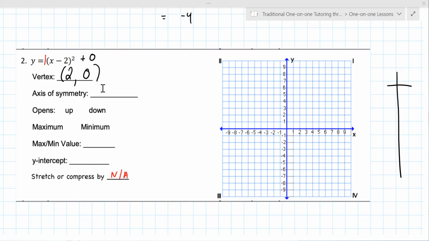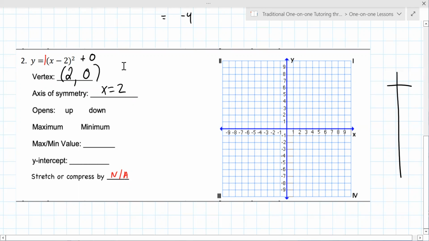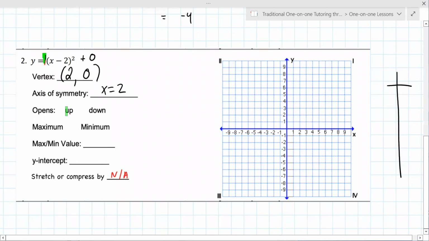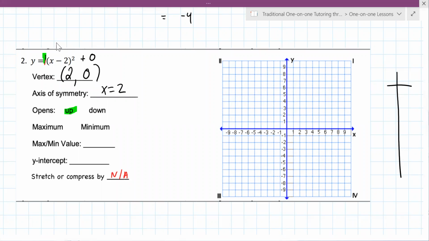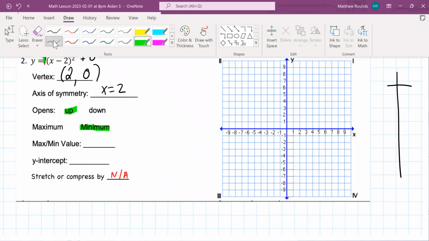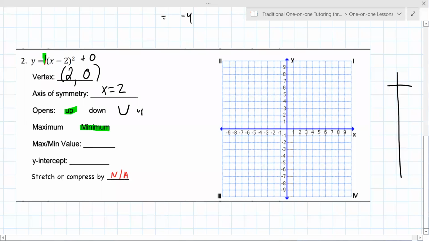The axis of symmetry is x equals 2. Now to decide whether it opens up or down, you look at the leading number there, and because it's positive, it opens up. That also means that it has a minimum. In terms of getting the actual min or max value, it's always the y coordinate of the vertex, which is 0.